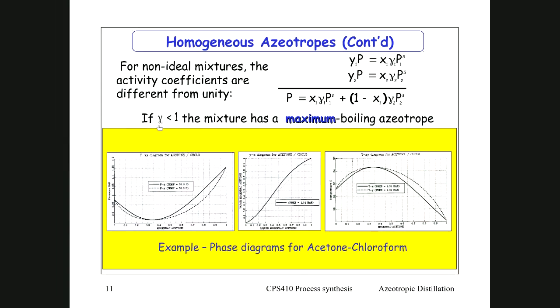Right, and then if gamma is less than 1, you have a maximum boiling azeotrope. Maximum boiling azeotrope is best seen on a TXY diagram, the maximum temperature. It's got a higher temperature than either of the two pure components. An example would be acetone and chloroform. These are less common azeotropes than the minimum boiling azeotropes.